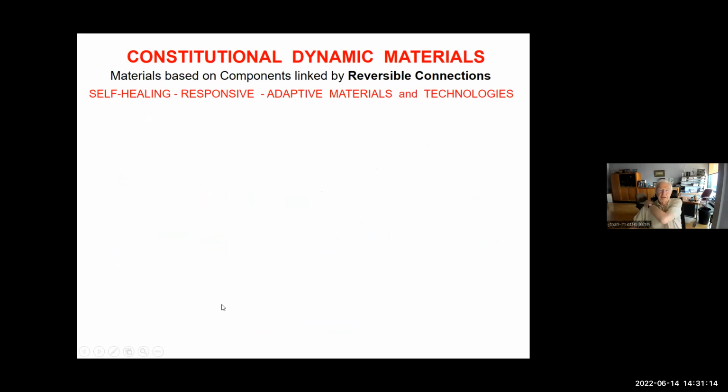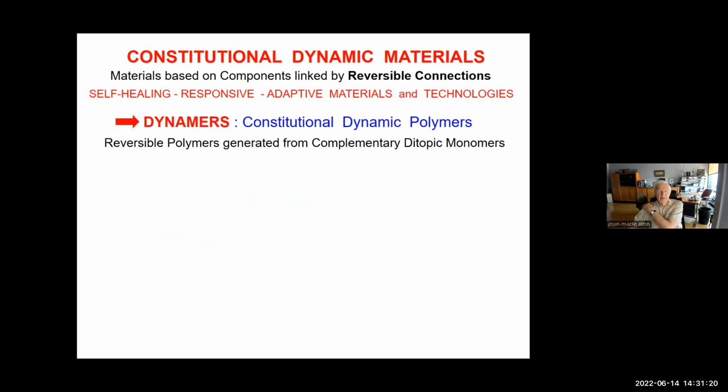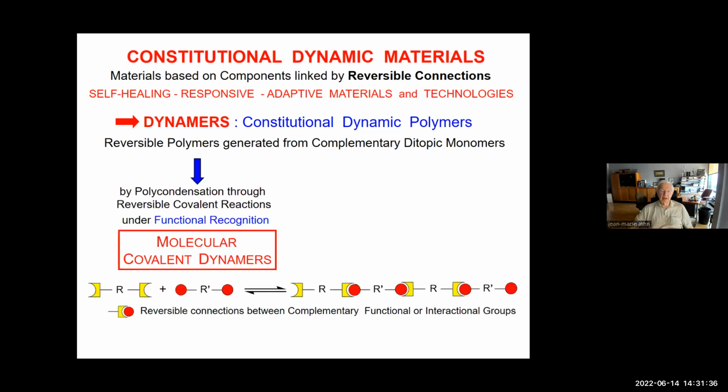Now, what about materials? Materials are quite interesting, and they open new avenues of development. First of all, let's look at the category of materials which are polymeric materials, dynamic polymers. We call them dynamers, dynamic polymers, reversible polymers which are able to undergo exchange of their components.